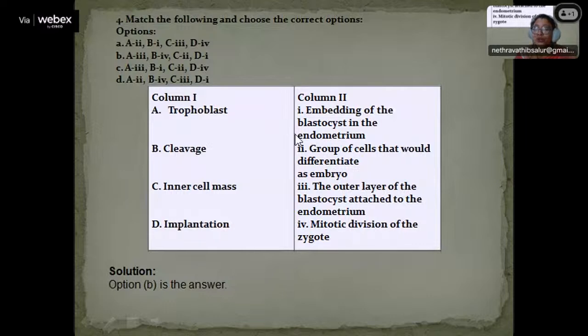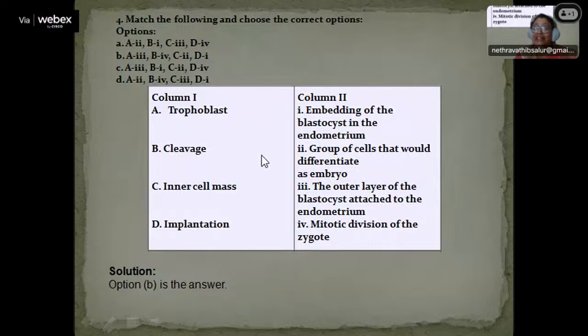I already told trophoblast is the outer layer of blastocyst which will attach to the endometrium. So A3. Okay. So here you have two options with A3. Okay. So next, cleavage. I already told what is cleavage. Cleavage is nothing but mitotic division of the zygote. So A3, A4. So you can see here, B is the correct option because C is A3, B1. So that is wrong. But we have to convince ourselves about these two also.